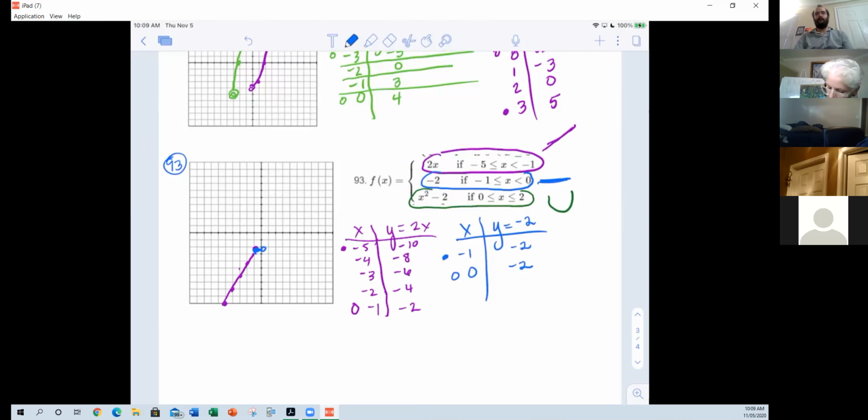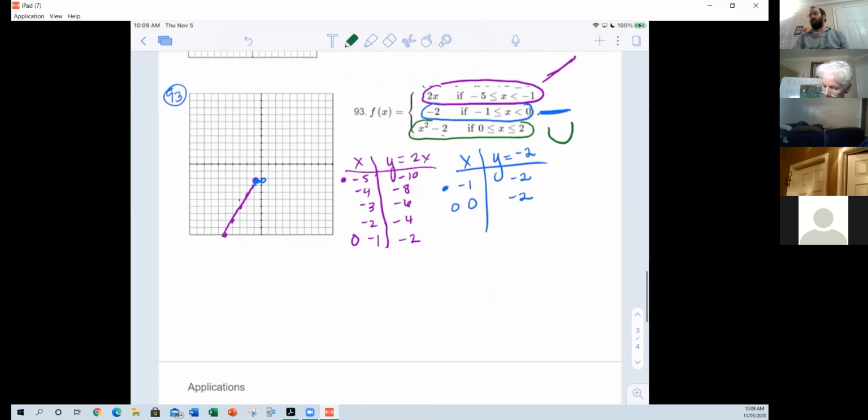And then finally, this last piece. Y equals x squared minus 2 from 0 to 2. 0, 1, 2. And there are closed dots on both ends here. So 0 squared minus 2 is -2. 1 squared is 1, minus 2 is -1. 2 squared is 4, minus 2 is 2.